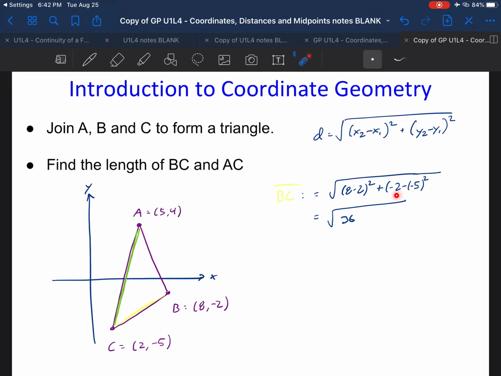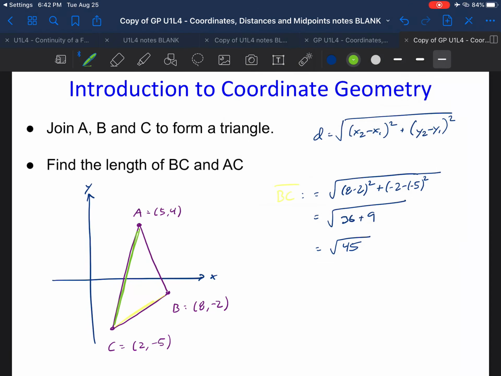Second part, negative 2 minus negative 5. This is negative 2 plus 5. Negative 2 plus 5 is 3. 3 squared is 9. So this is plus 9. So the actual length of BC is square root of 45. We're going to leave it like that to be exact.